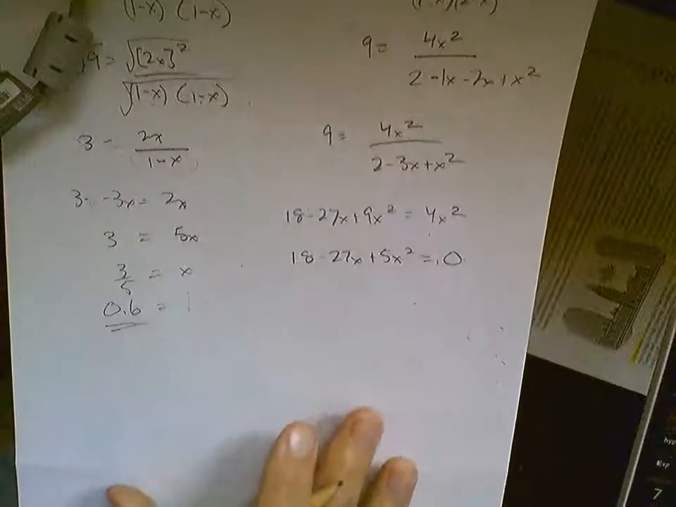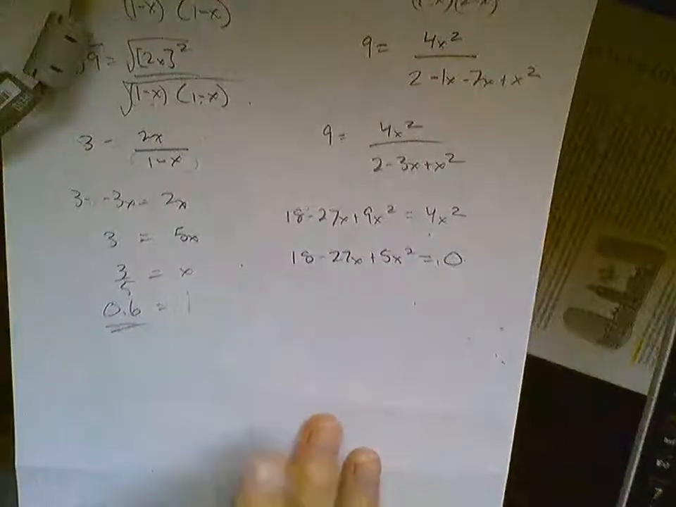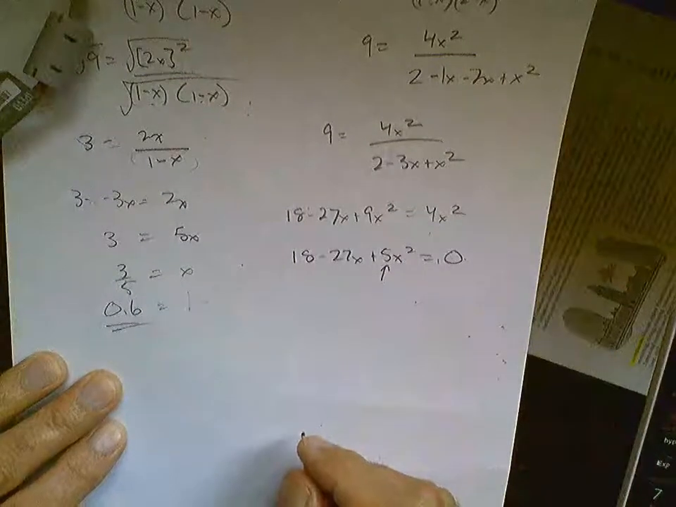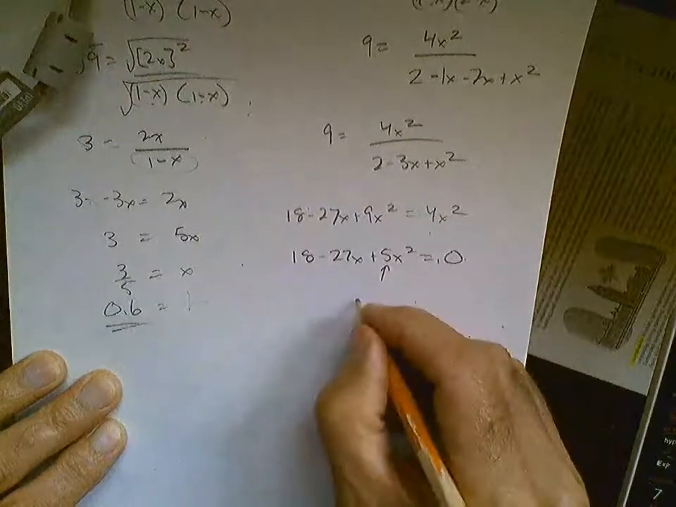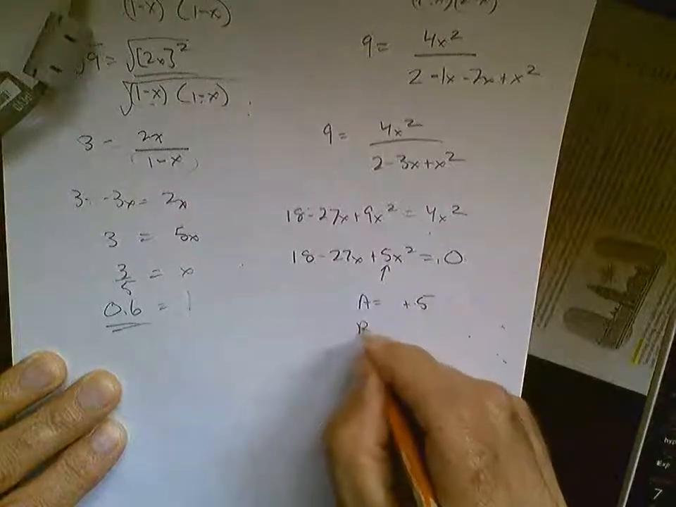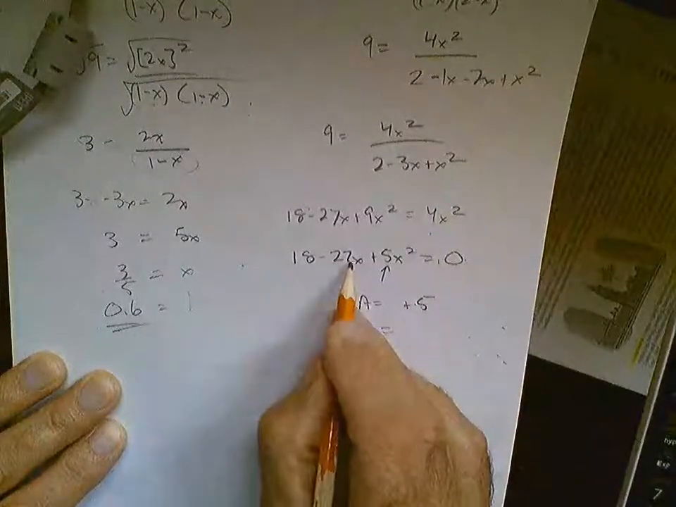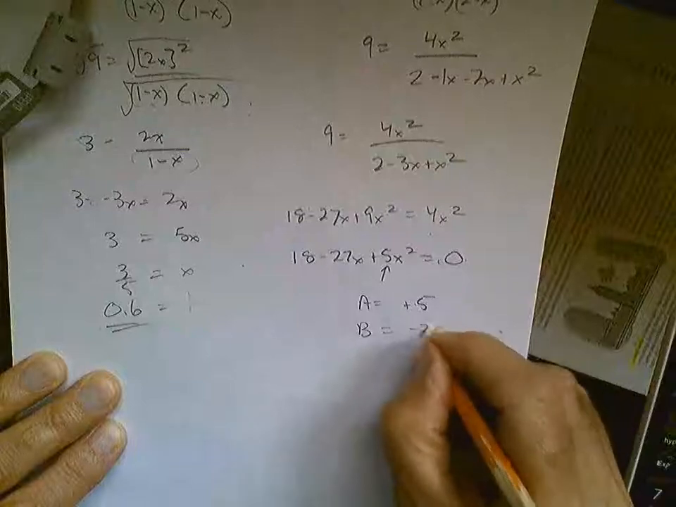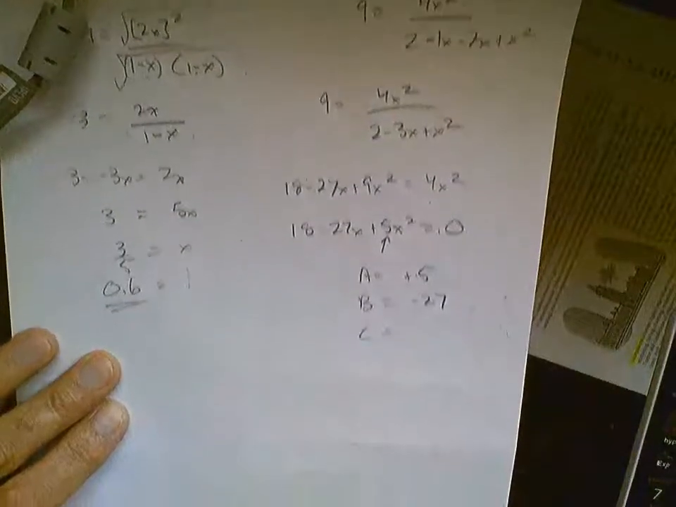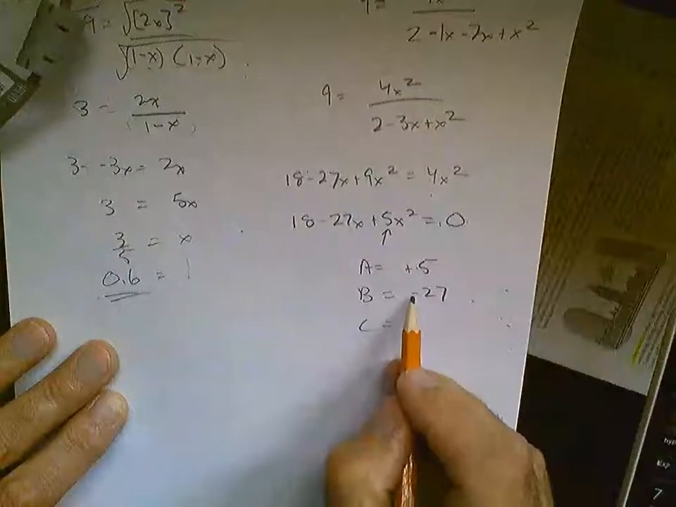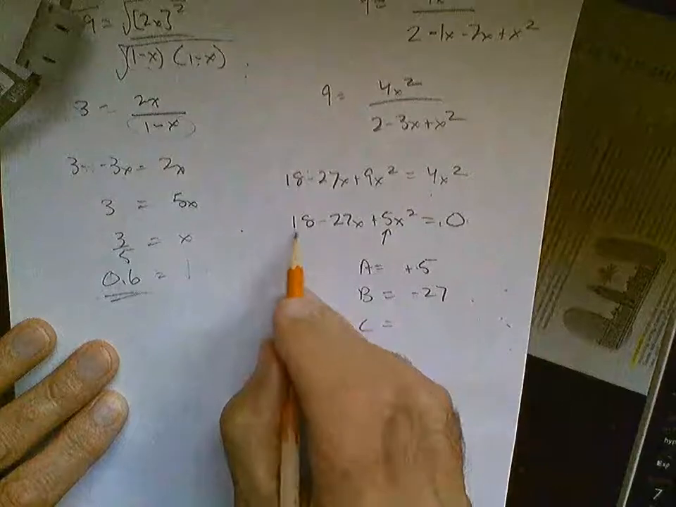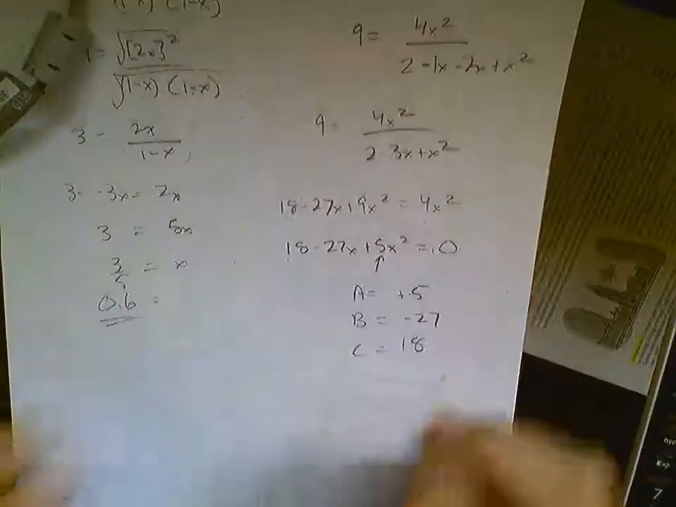I'm going to try and show you something that's going to make your life easier. The x squared is called your A term. A equals plus 5. Your x term is your B. It's minus 27. Getting your signs in is going to be so important here, folks. If you have a plus 27 instead of negative 27, that's not good. This is your C value, it's 18.